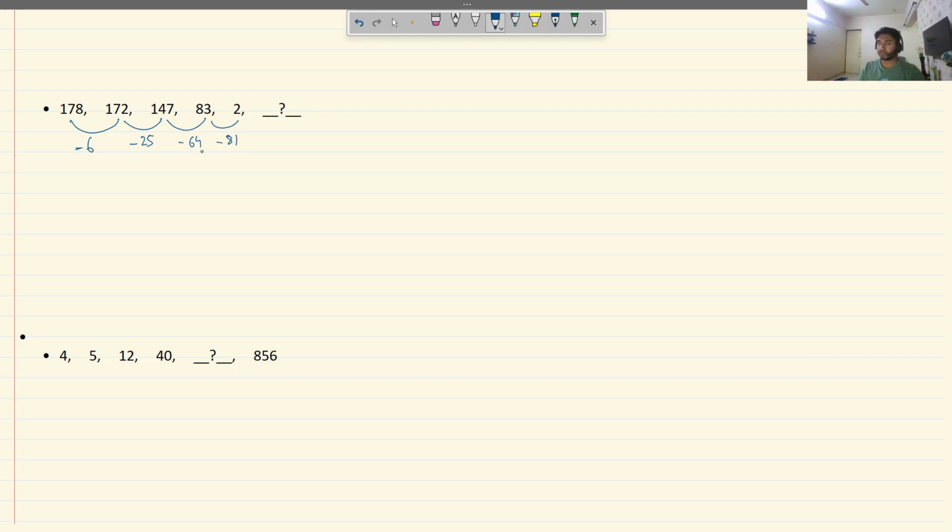64 is a perfect square, 81 is a perfect square, 25 is a perfect square. Great. But what about 6? So this is my 8 square, this is my 9 square, this is my 5 square. 5, 8, 9, 6. Okay.